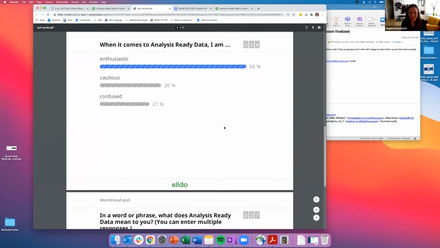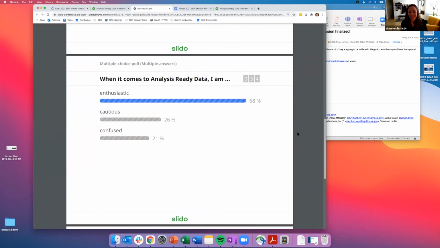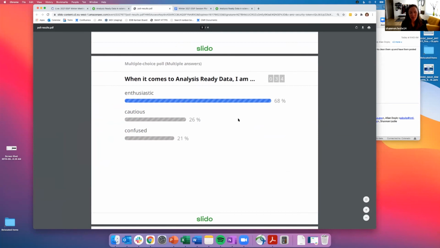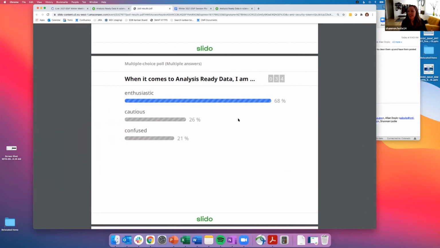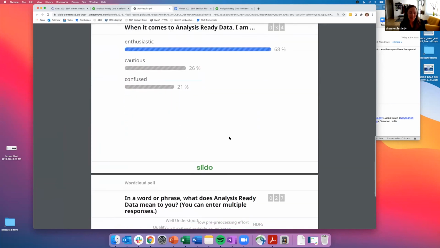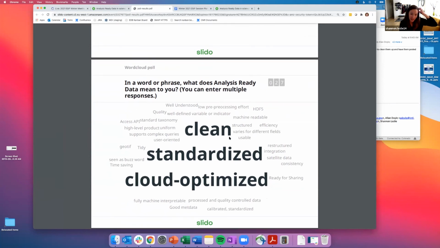All right, can you guys see my screen? Yes. Okay, good. So the poll results are interesting for us, a nice segue into the breakout room discussions. The first one, everyone answered, when it comes to ARD I have a lot of people enthusiastic, so hopefully we have some lively discussion in the breakout rooms. And in terms of the word cloud, a word or phrase, what does ARD mean to you? You can see that cloud optimized, standardized, and clean were very common themes, but we also have a lot of different ideas from all of you on what ARD means.